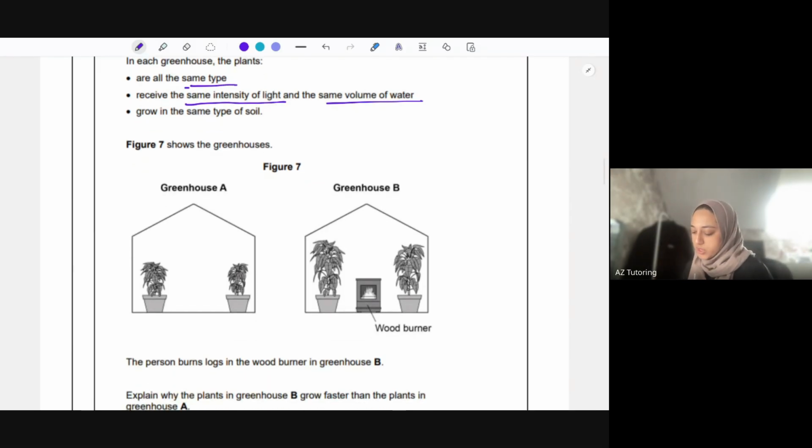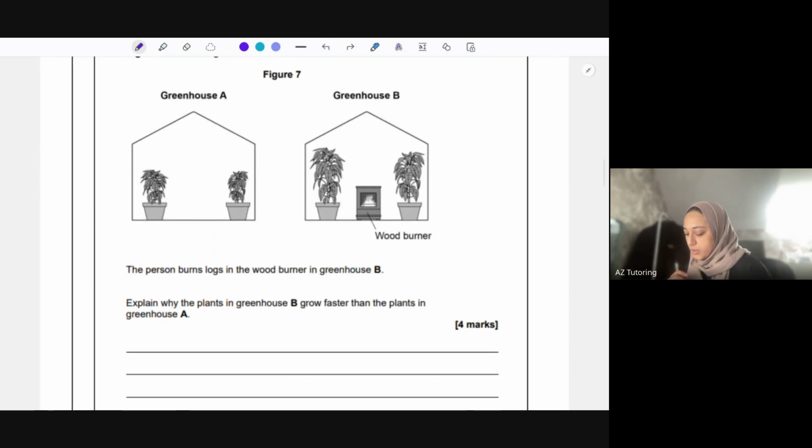Figure 7 shows the greenhouses, and just looking at both these pictures, the only difference is that one's got a wood burner and the other one doesn't. Also these plants are bigger than these ones. So I'm guessing the question's probably going to be along those lines. The person burns logs in the wood burner in greenhouse B. Explain why the plants in greenhouse B grow faster than the plants in greenhouse A, for 4 marks. Okay, so we need 4 points for this essentially.